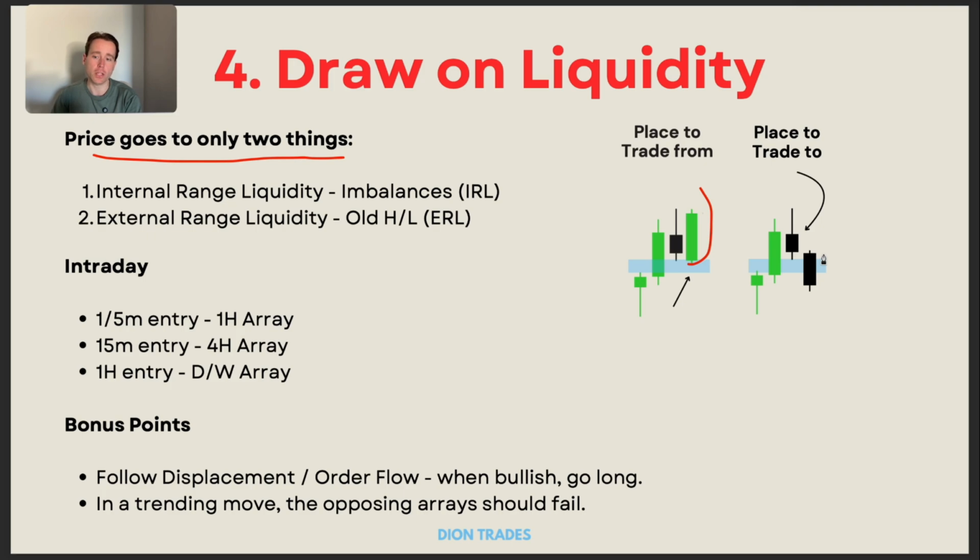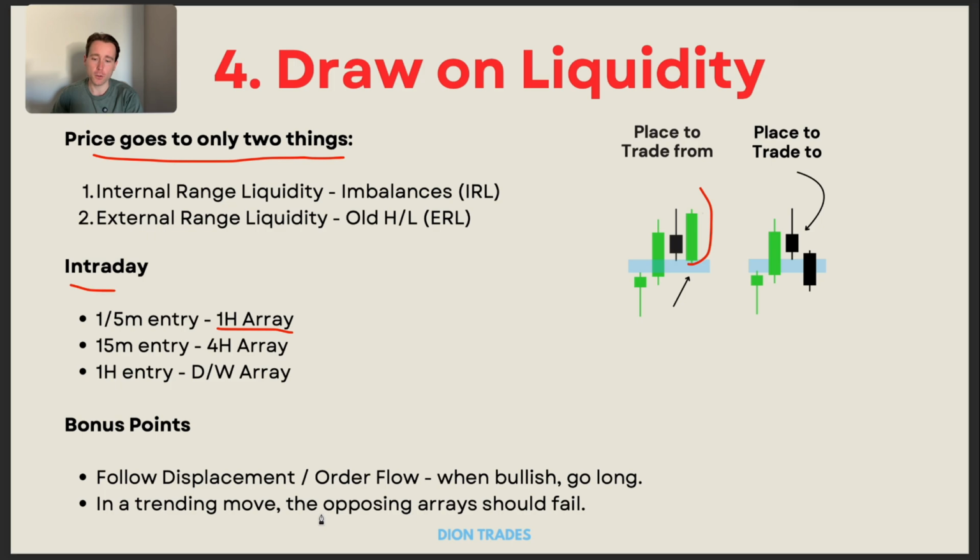There's only two things. At intraday, use a 1 hour array, let's say a 1 hour fair value gap, combine it with a 1 and 5 minute entry. Use 4 hour arrays, 4 hour fair value gaps, to a 15 minute entry, and daily and weekly arrays for a 1 hour entry. And bonus points here: if you want to find your highest probability draw on liquidity, follow the displacement, follow the order flow. So that means when price is bullish on the higher time frame, frame longs, frame your bullish unicorn setups.